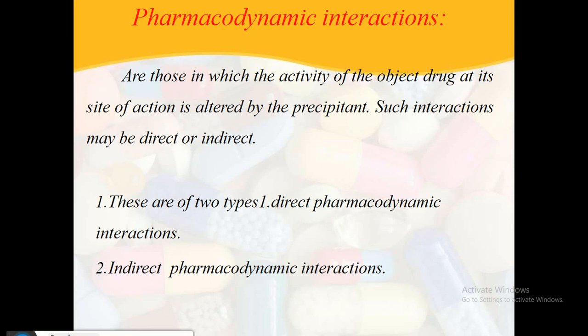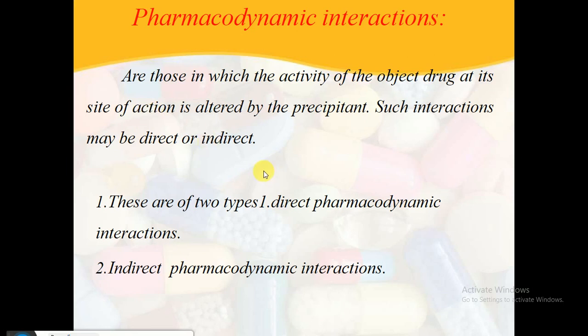As we know, pharmacodynamics covers the mechanism or mode of action of a drug, how the drug is used, indications, side effects and adverse effects. So it comes under the category of pharmacodynamics, that is, what the drug does to the body. The activity of the object drug at its site of action is changed or altered by the precipitant. Such interaction may be direct or indirect.